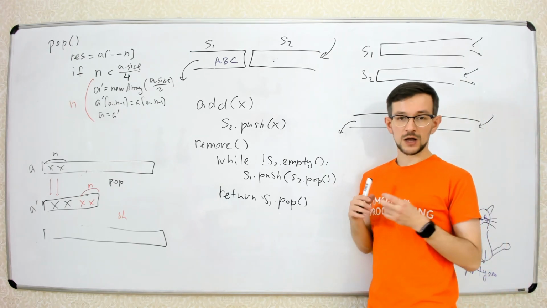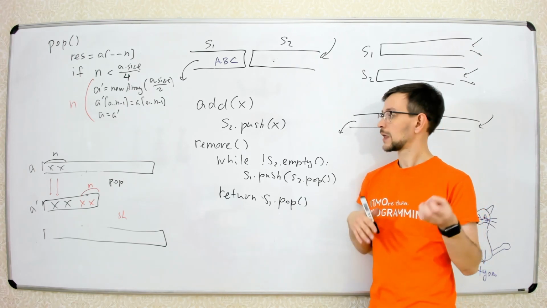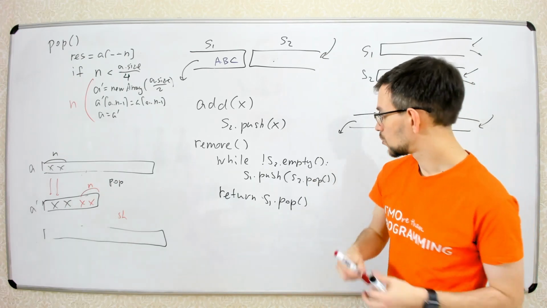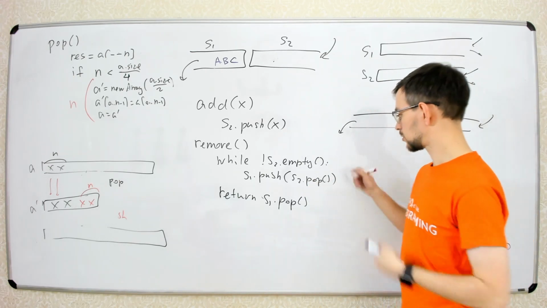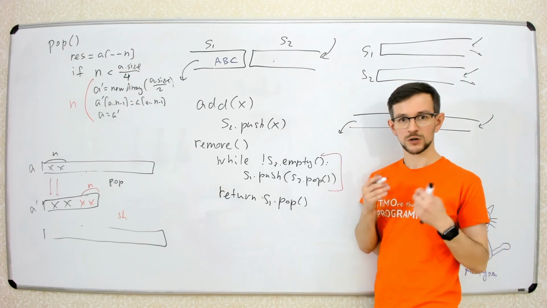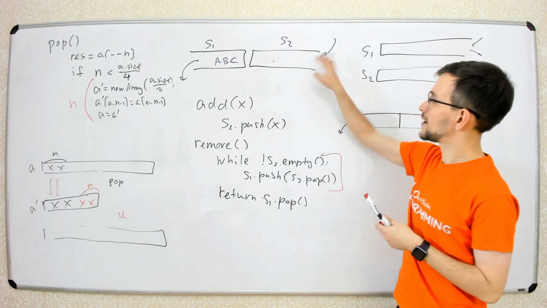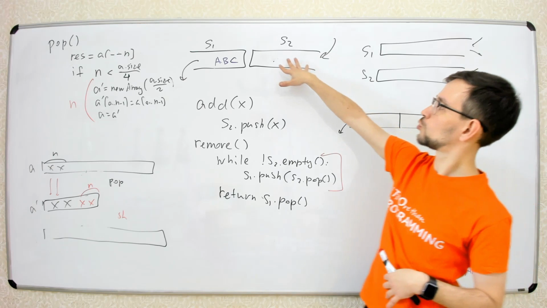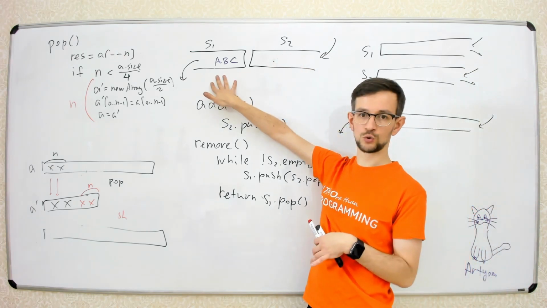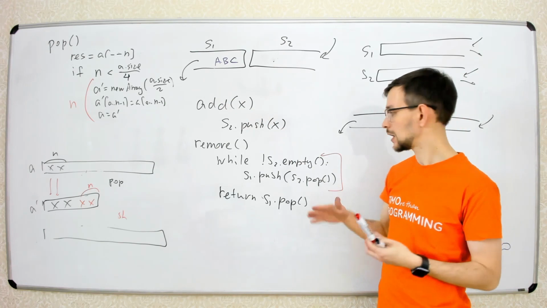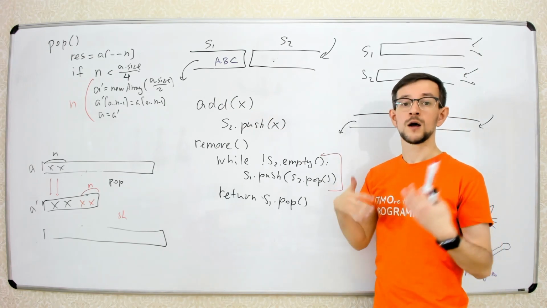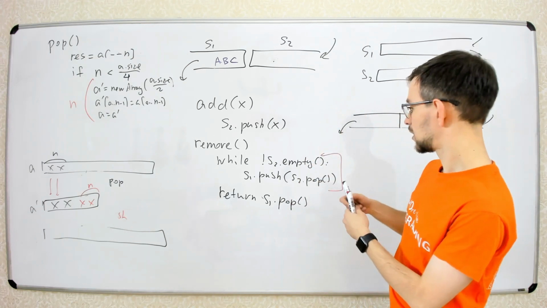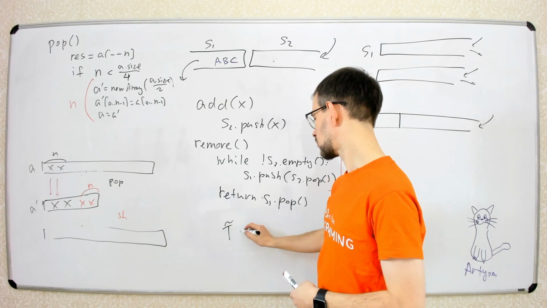Now, let's analyze its time complexity. Again, some operations in this implementation are slow. What operations are slow? These operations are slow. So this while sometimes works in linear time. So if you push too many elements in stack 2 and then call remove, you may need to transfer all these elements to stack 1. And then this costs you a lot of time. But let's prove that the amortized cost of both operations is constant.